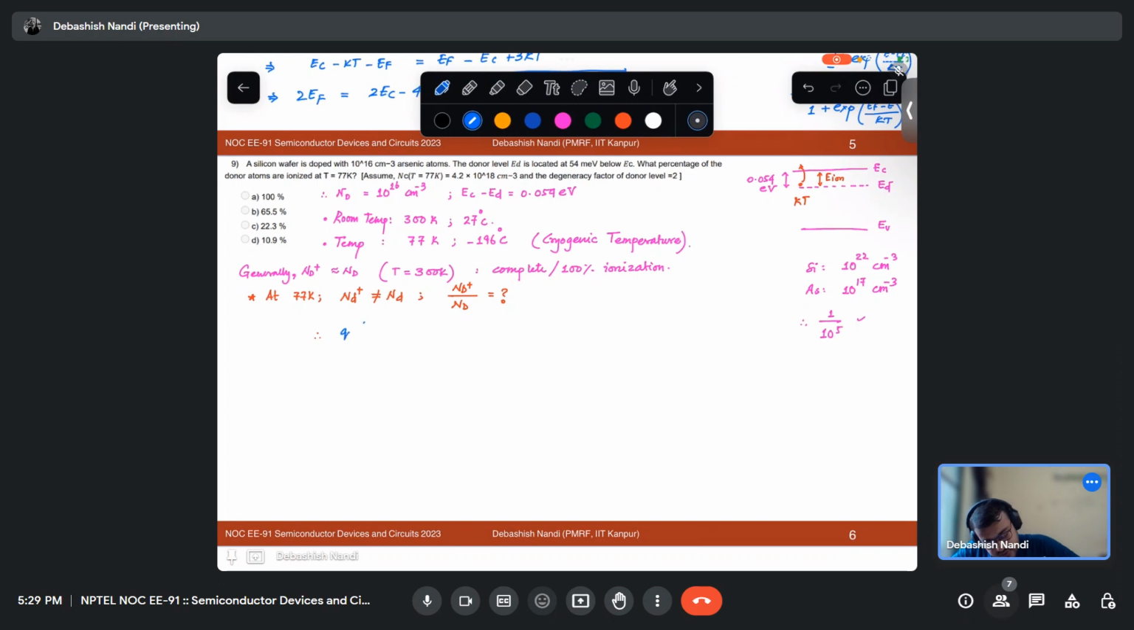q into (p minus n plus Nd plus minus Na minus) should be equal to 0. Your net charge should be equal to 0, or in other words, your net positive charge should be equal to net negative charge. So what about your p? p is nothing but ni squared over n, right? Minus n plus Nd plus, and no acceptor ion is present.